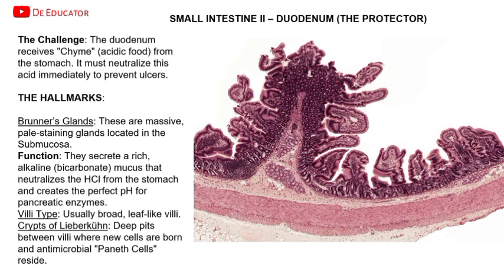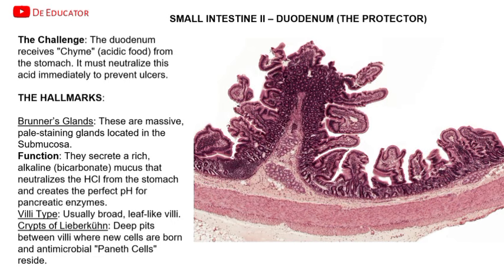The duodenum receives chyme. Chyme is acidic because it's from the stomach. A lot of enzymes have acted on it together with HCl, acid. As that chyme comes to the duodenum, something needs to neutralize it so that the duodenum is not going to have an ulcer. So the acid is not going to burn the duodenum.